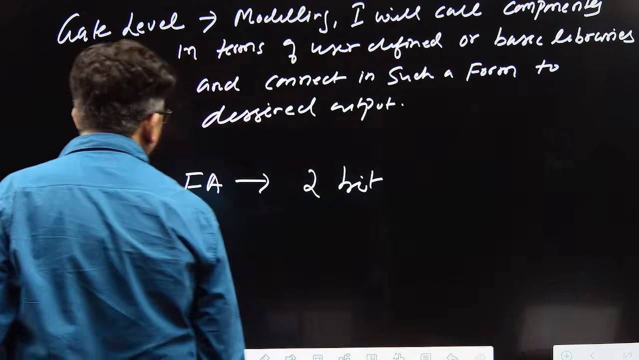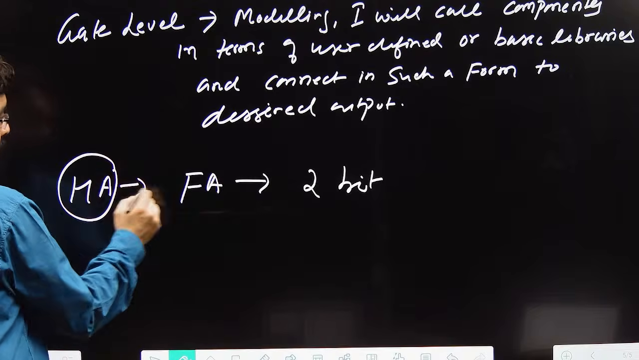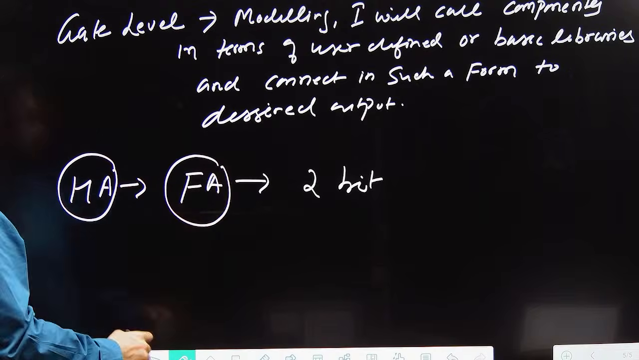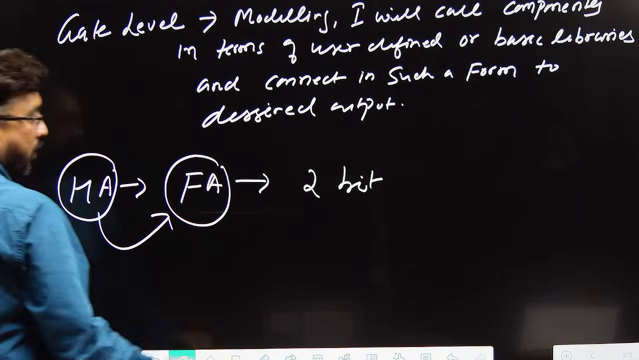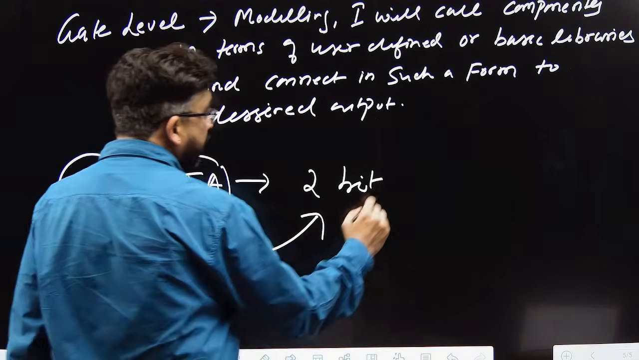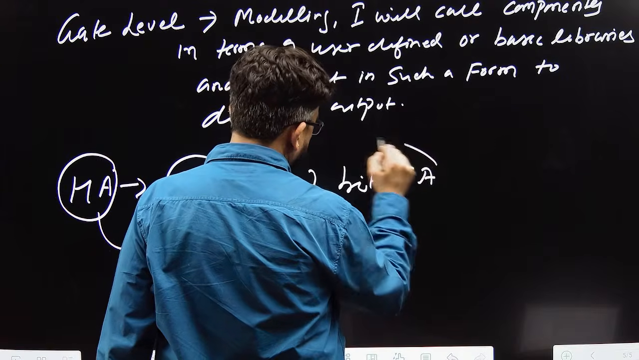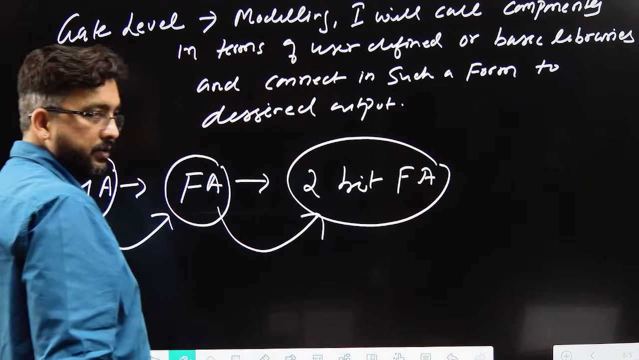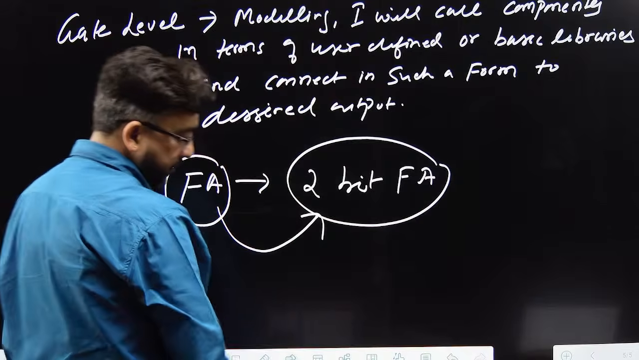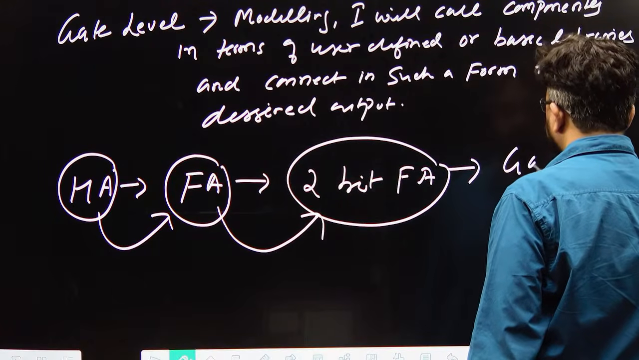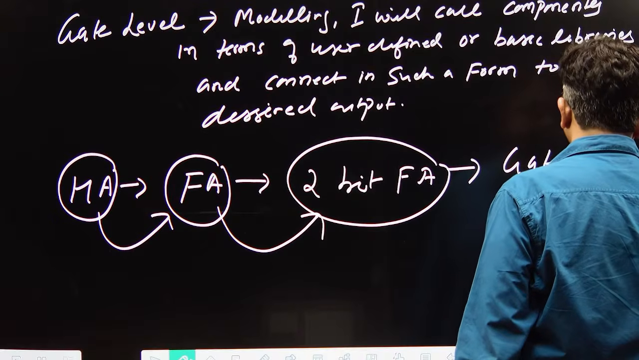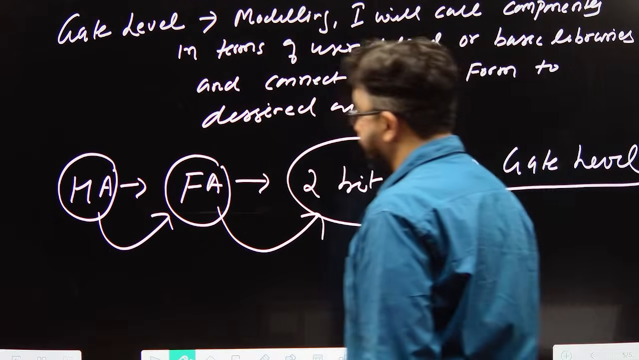So I will take an example of a half adder. Then with the help of the half adder, I will call my half adder to make a full adder. And then I will call my full adder to make a 2-bit full adder. So this is the best example of gate level.